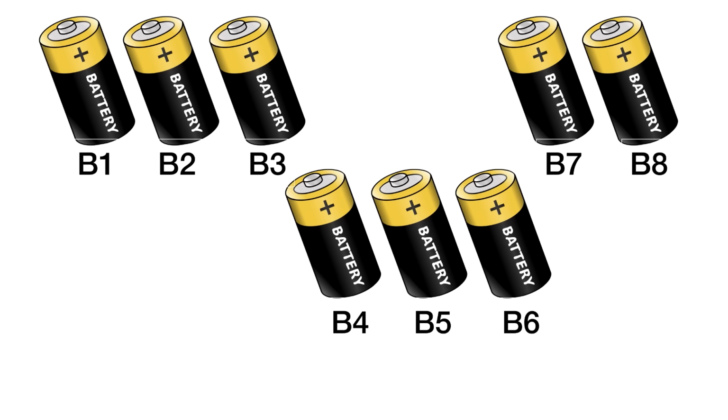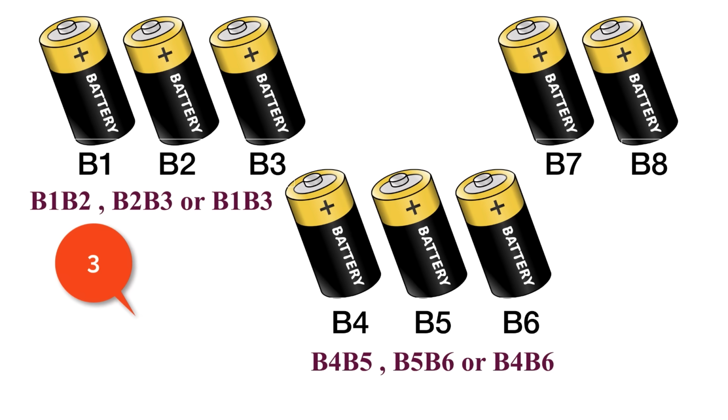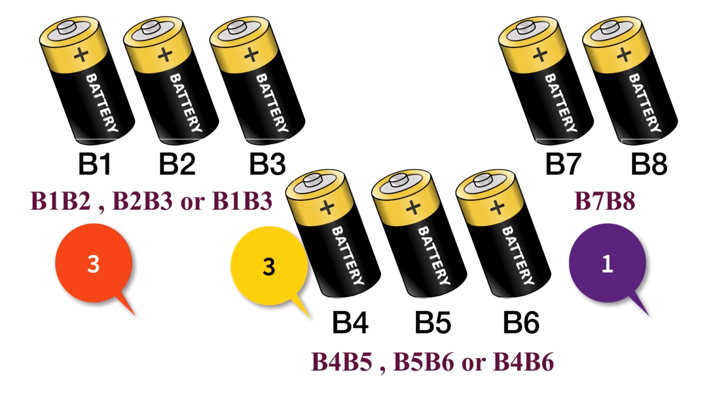So now let's find how many combinations are possible for each group. Let's go one by one. In group 1, consisting of B1, B2, B3, possible combinations are B1-B2, B2-B3 or B1-B3. Hence total combinations in group 1 is 3. In group 2, B4, B5, B6, possible combinations are B4-B5, B5-B6 or B4-B6. Again, in this particular group, the total combinations possible is 3. Finally, in group 3, B7, B8, possible combinations is only 1. So the total combinations in group 3 is 1.